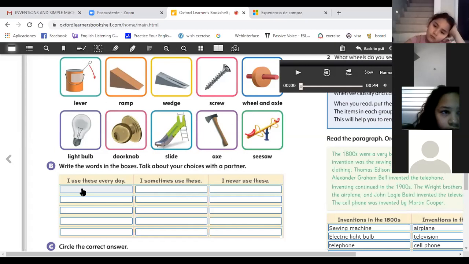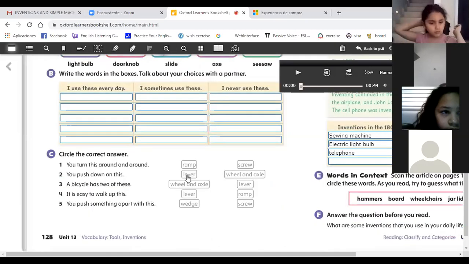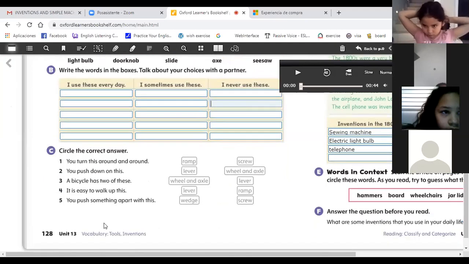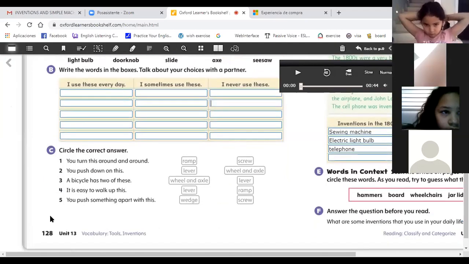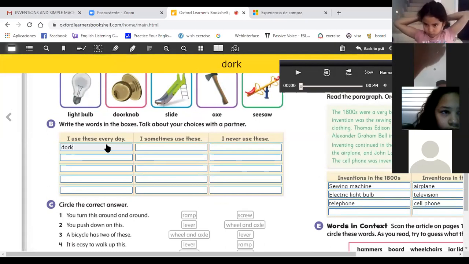Write it, guys. Open your book on page number 128 and let's answer this exercise all together. Look at page 128. Take out your pencil and let's answer. The first one is a doorknob, as Diego said. Double O, careful. Okay, thank you, Diego.